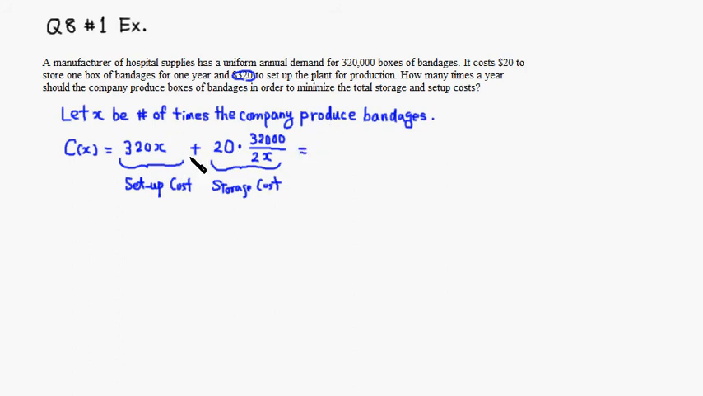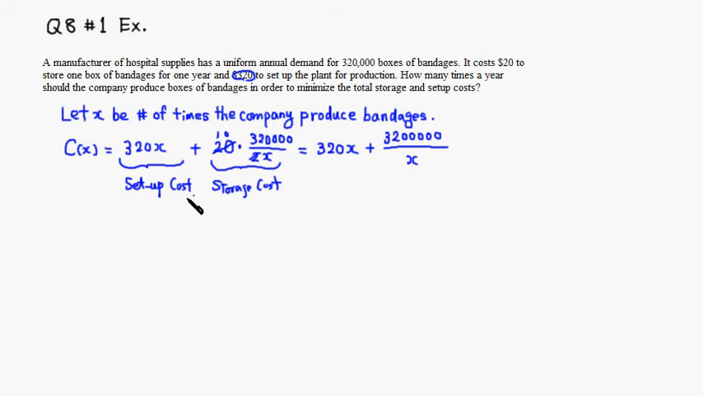So let's simplify that. That's the cost function for the total cost. This is going to be 320X plus, the 2 and 10 cancel out, so that gives you 10. Oh, actually, I forgot one more: it's 320,000, so you're going to have 3, 2, and then 5 zeros, over X. So this is the cost function.